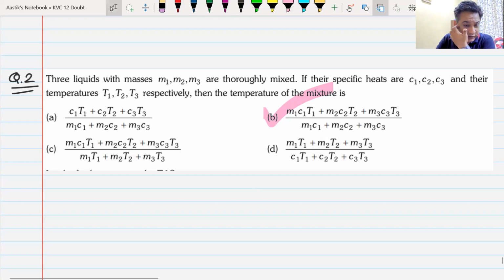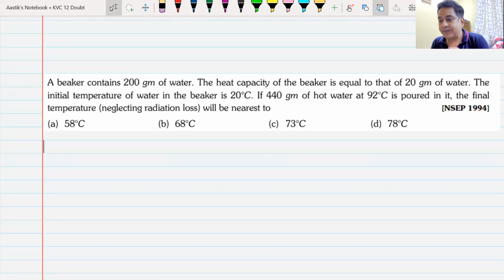This question came in one of the Olympiads of my time. A beaker contains 200 grams of water. The heat capacity of the beaker is 20 grams of water. I told you, in my days, things were asked differently. This is a question from the Olympiads. I hope you understand what Olympiads are.